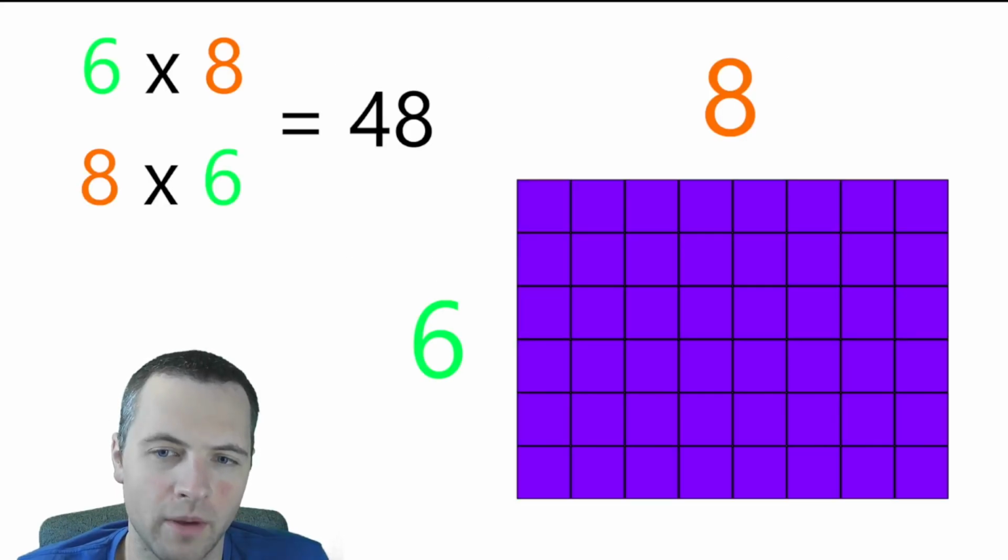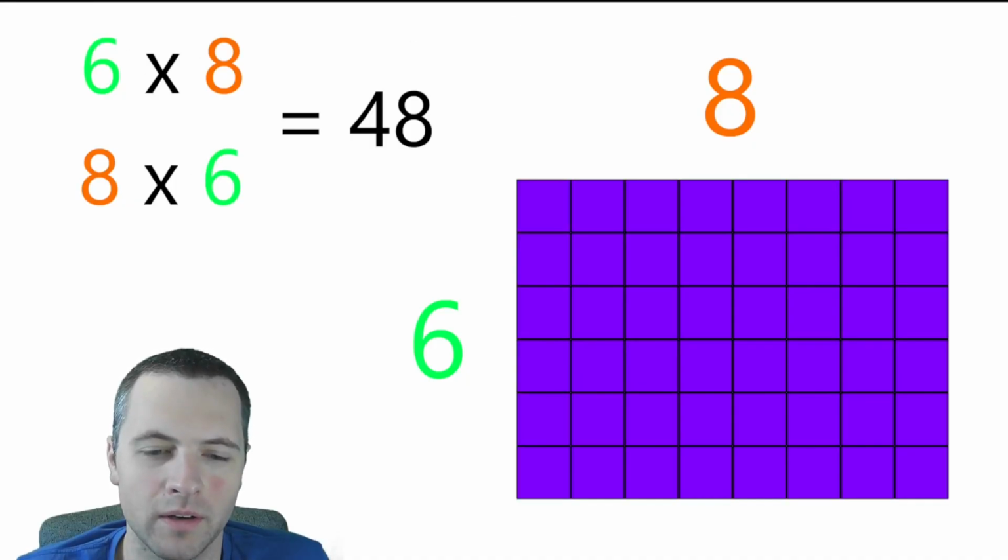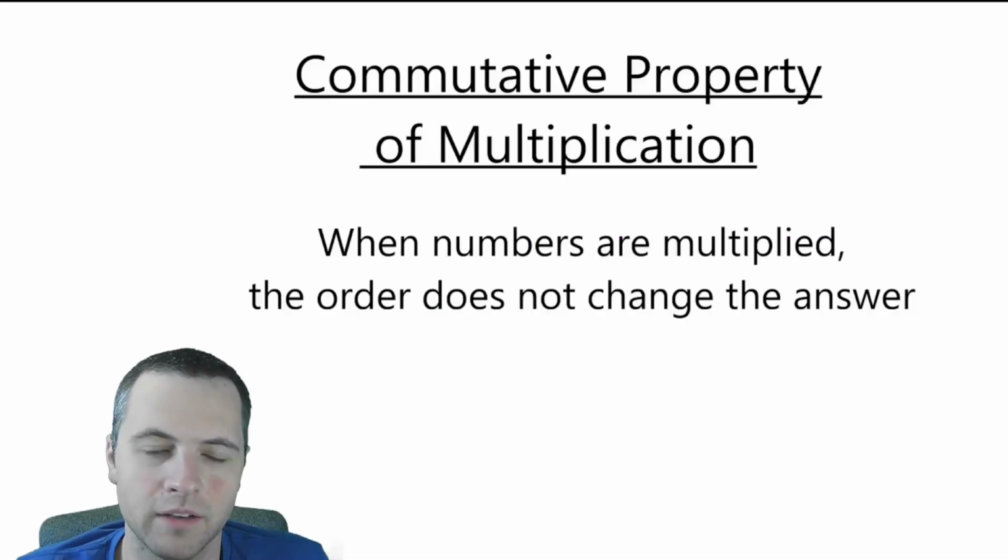When you multiply 2 numbers together, they become 2 parts of the same whole. 6 times 8 and 8 times 6 are just 2 sides of the same coin. And this applies to multiplying any 2 numbers, which is why the commutative property exists.